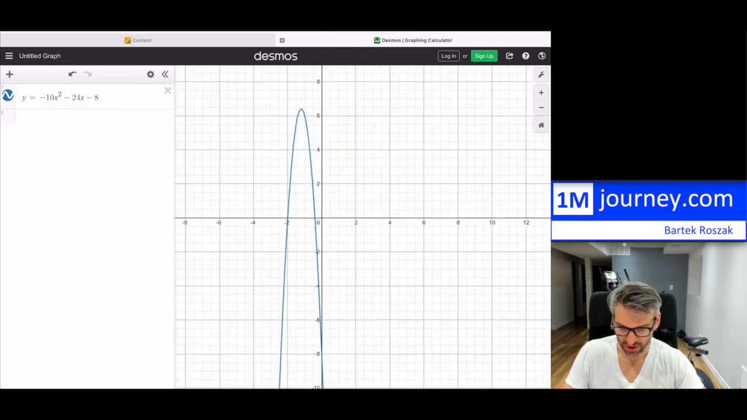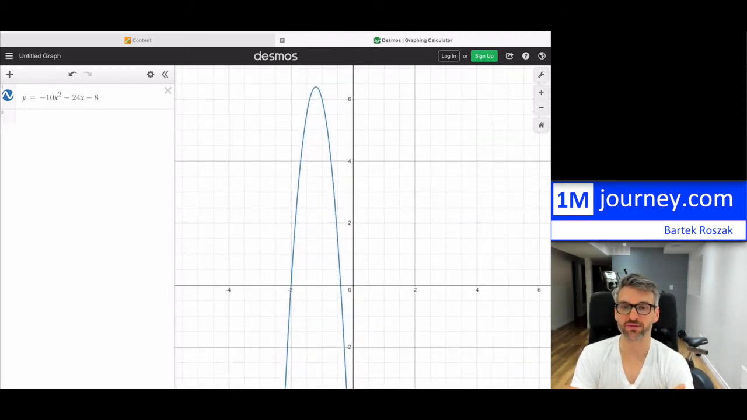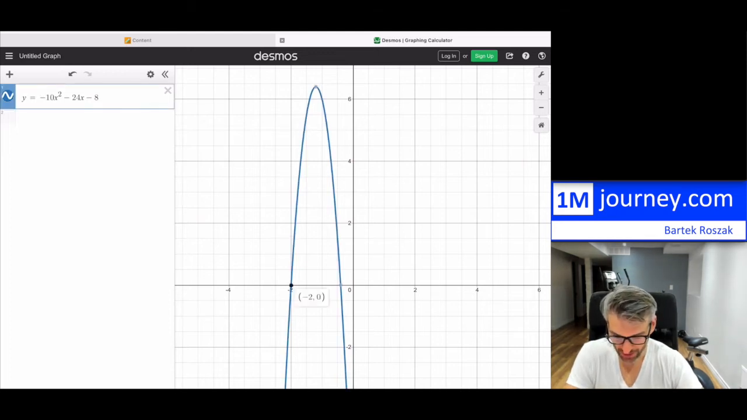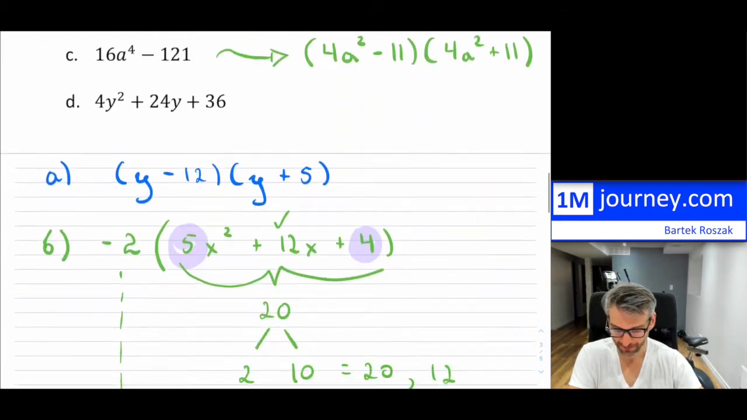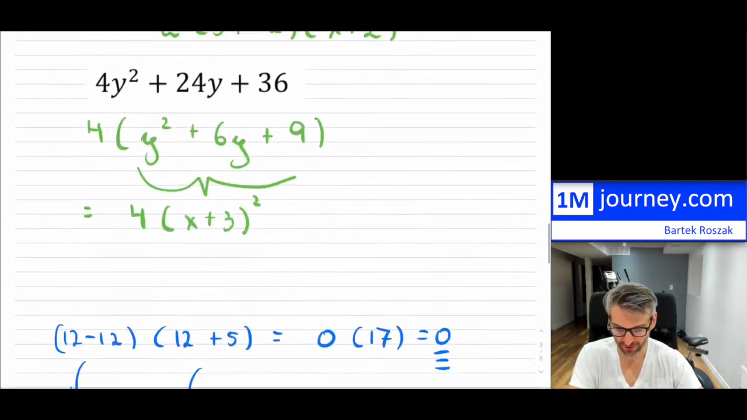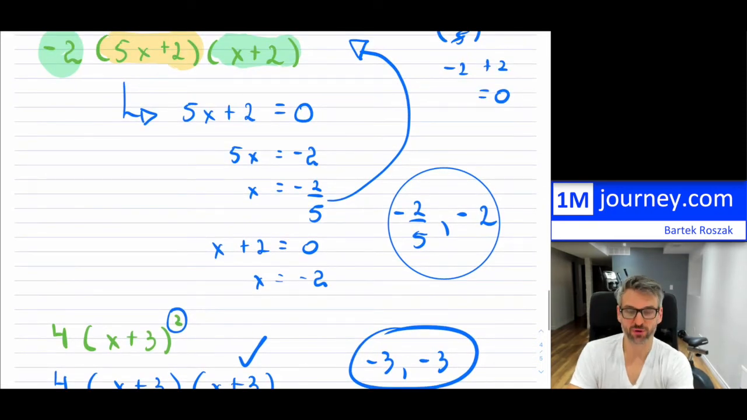Notice this one opens downwards, and that makes sense because the a is negative. And notice these zeros, where do they happen? At -2 and then -0.4. And that's what they were actually. If you go back, it was -2/5, if I recall correctly. So here it is, -2/5, which is -0.4, and then -2. So it was just your x-intercepts.